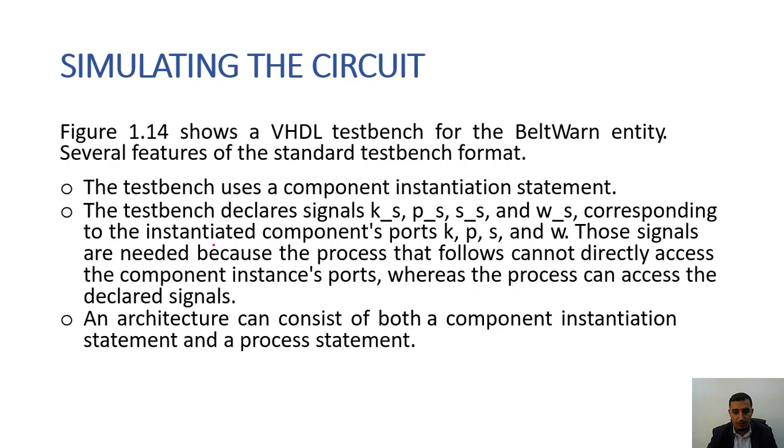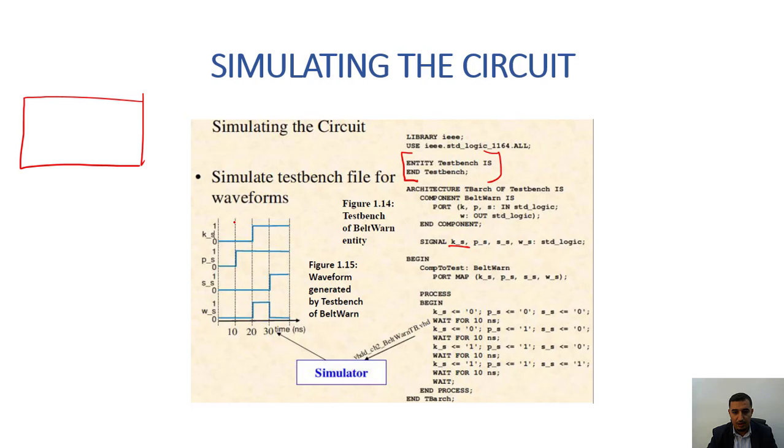This example shows how you create your signals. You put the instances as we did earlier, simulate them, wait for the output, and see when the warning will be active. So once more, a test bench entity has no inputs and outputs. Then you declare your component, which is belt warning. We declare our signals: an input signal connected to KS, an input signal connected to PS, an input signal connected to SS, and an output signal connected to WS.